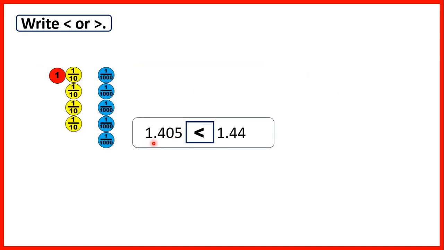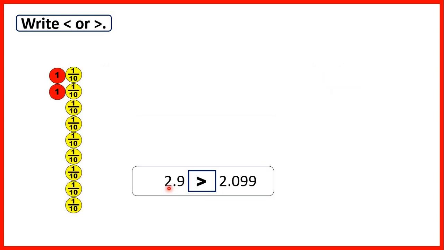Then we had 1.405 and 1.44. 1.44 is larger because remember, we need 10 thousandths counters to have something that's the same as just 1/100th, and this number has 4 hundredths.